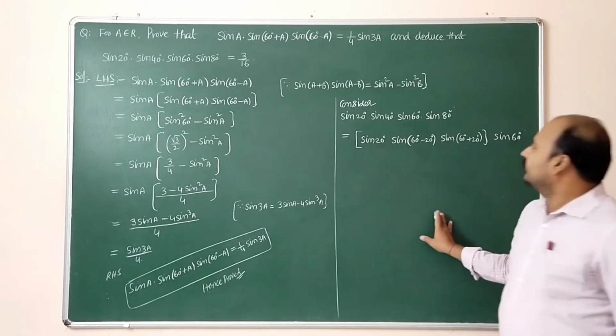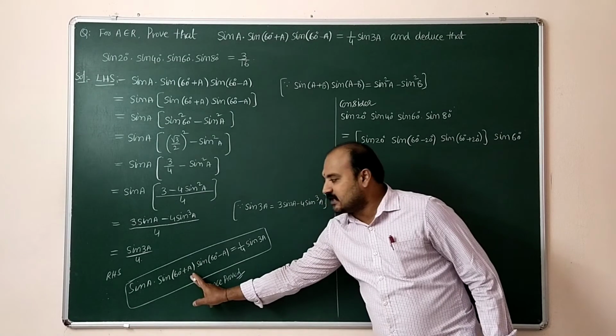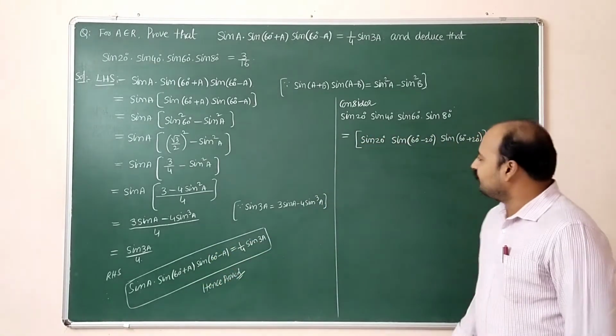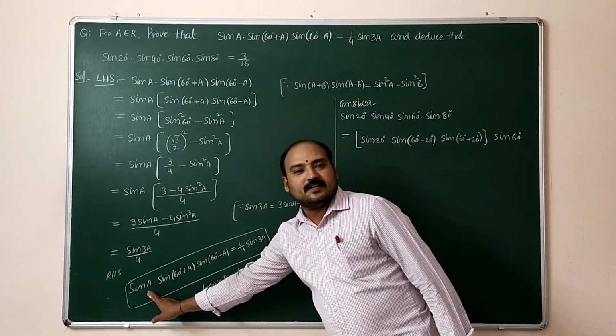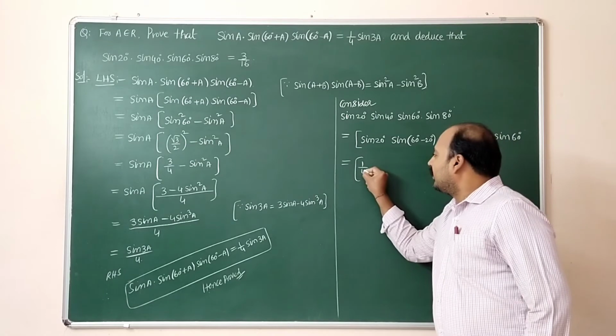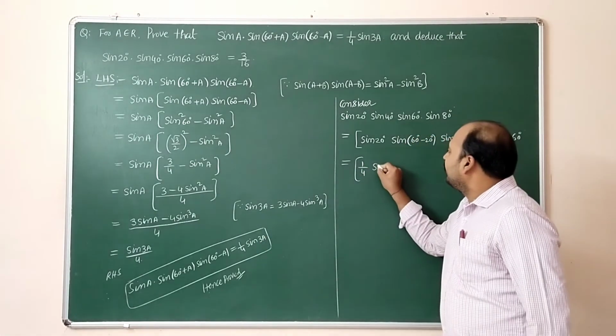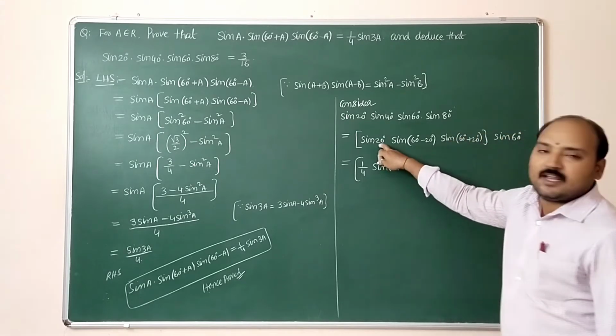Everyone understand that? This bracket value is in the form of sin A, sin of (60 plus A), sin of (60 minus A). By comparing these values, the A value should be equal to 20 degrees. Therefore, this becomes 1 by 4 times sin 3A, sin of 3 into A. A value is what here? 20 degrees.